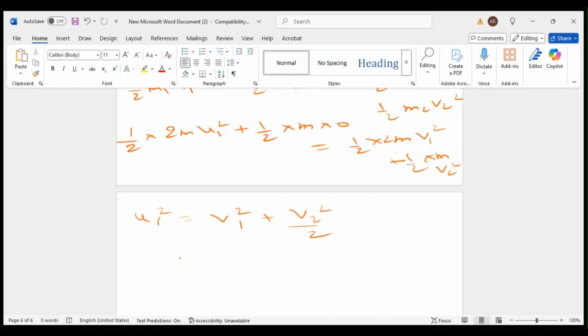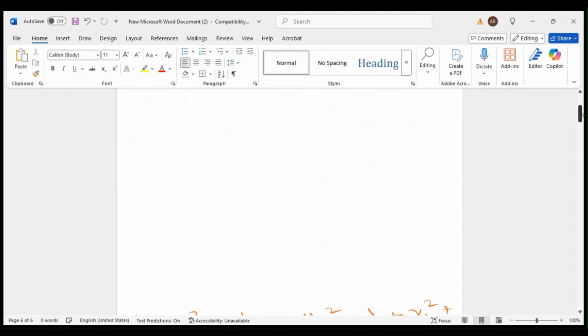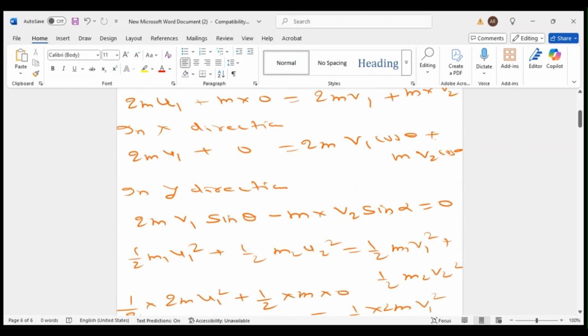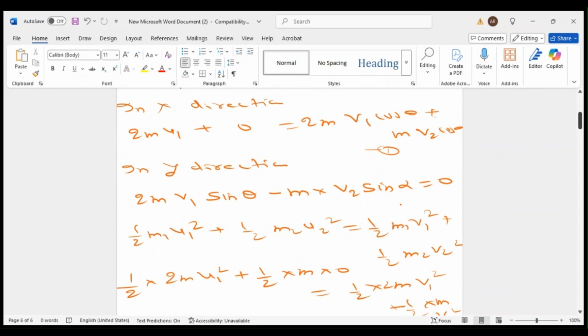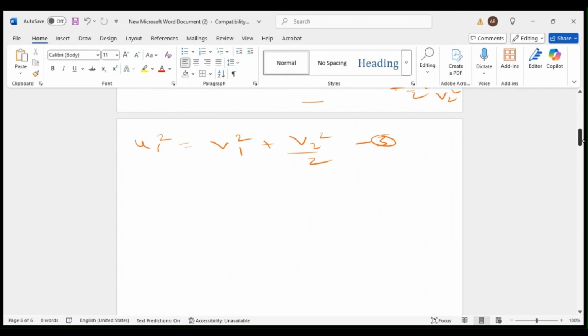Okay, now let us consider this equation as 3, this equation as 1, and the next equation as 2. There are three equations.